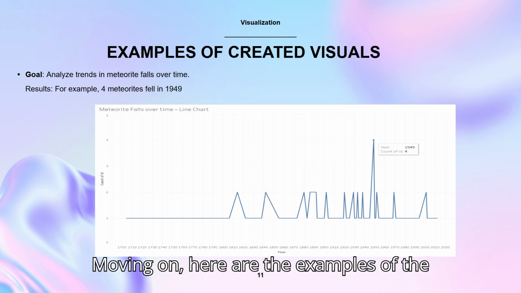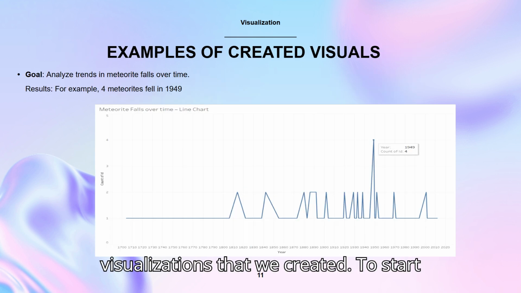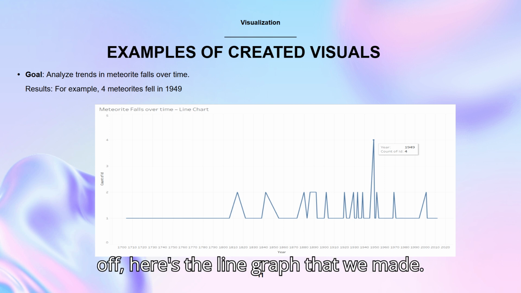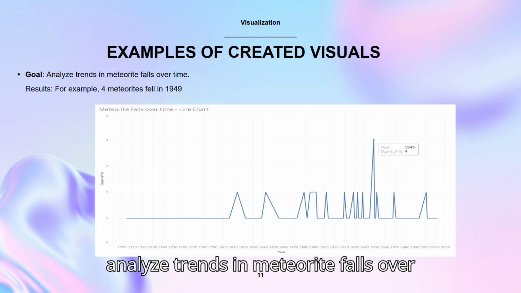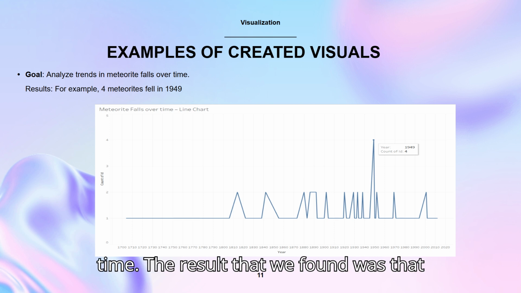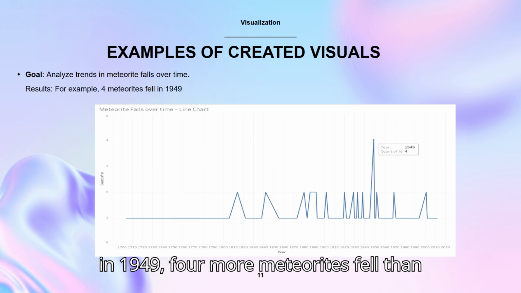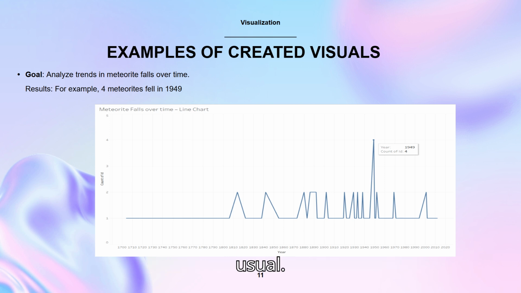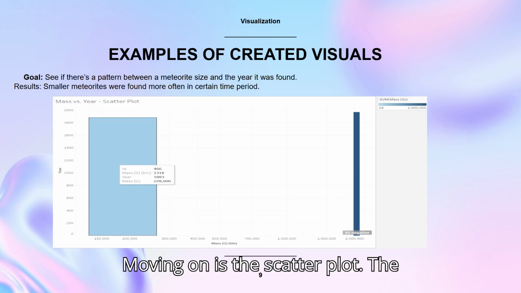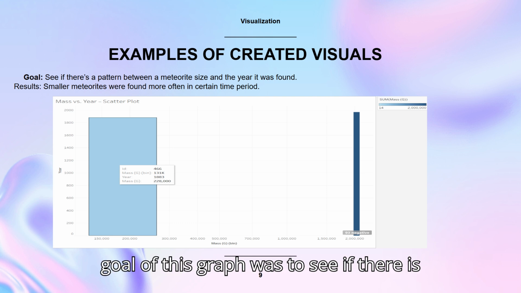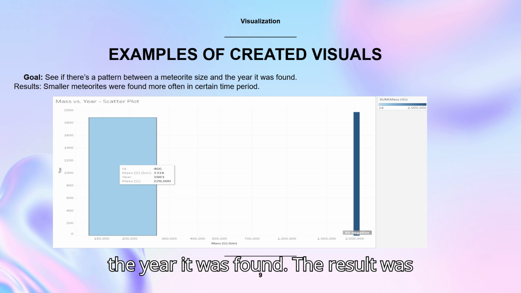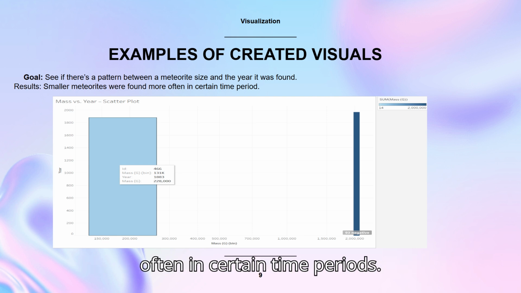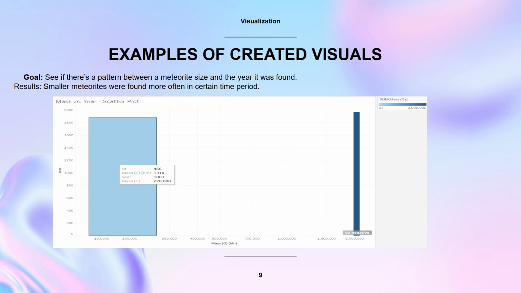Moving on, here are the examples of the visualizations that we created. To start off, here's the line graph that we made. The goal of this line graph was to analyze trends in meteorite falls over time. The result that we found was that in 1949, 4 more meteorites fell than usual. Moving on is the scatter plot. The goal of this graph was to see if there's a pattern between a meteorite size and the year it was found. The result was that smaller meteorites were found more often in certain time periods.